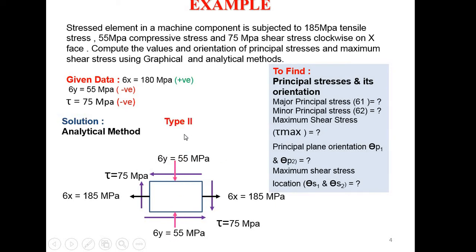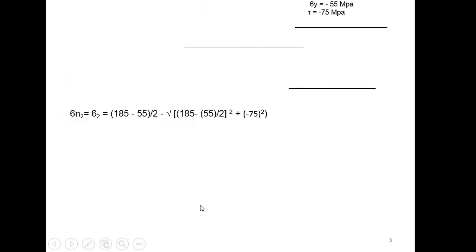And this is the second type of problem. In this problem, the angle of the oblique plane, or we can say the inclined plane, is not given with respect to the vertical plane. So this is the given data.